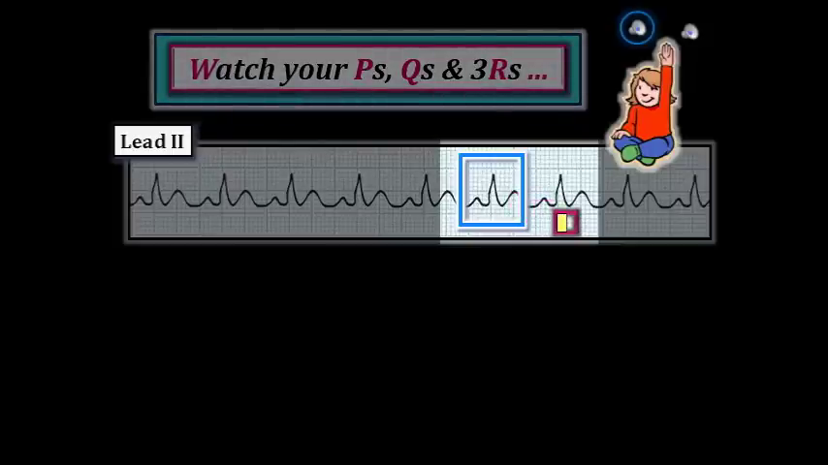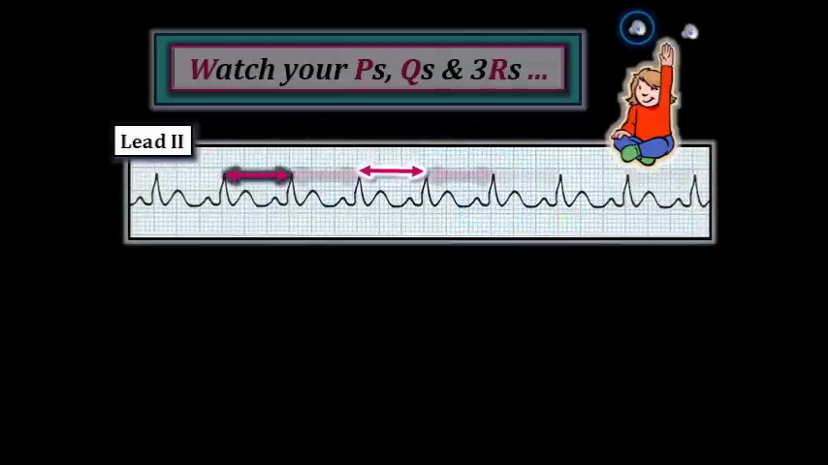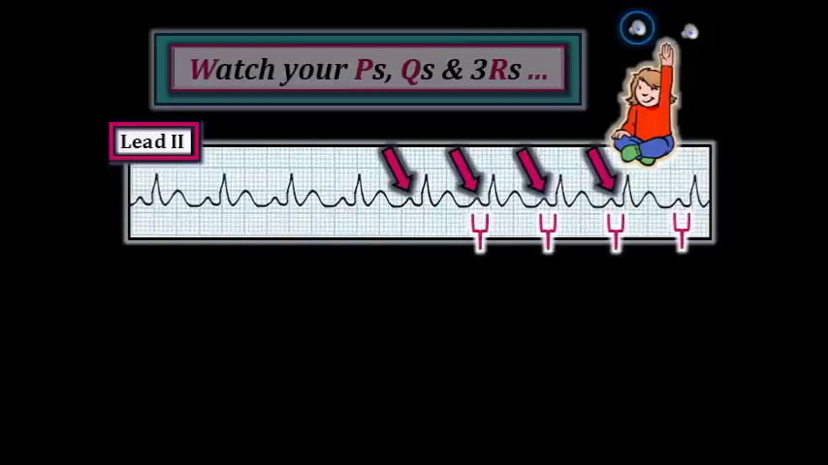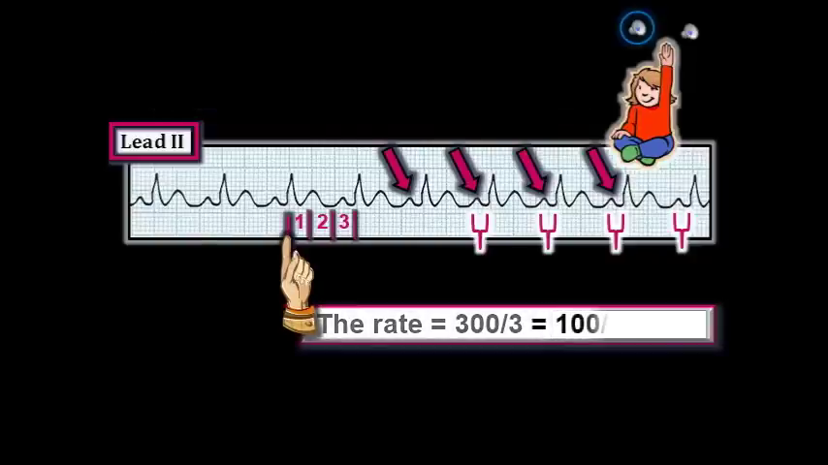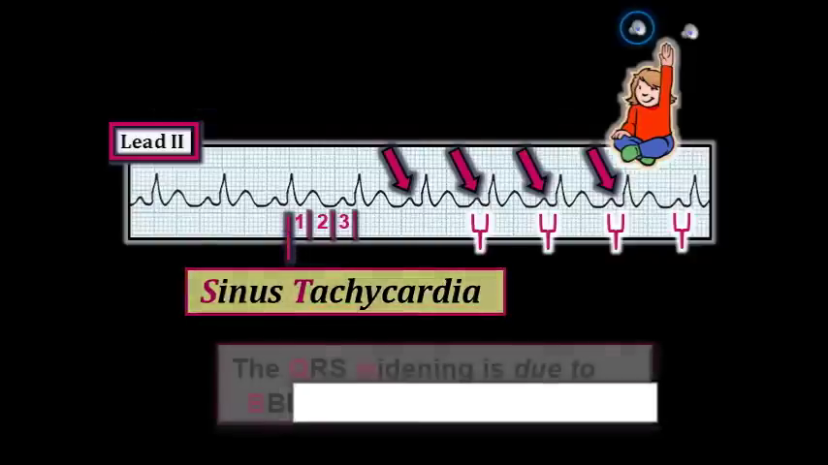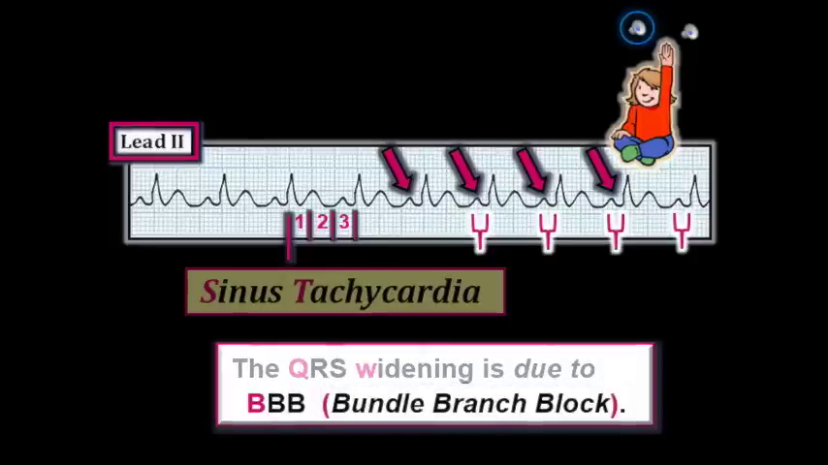Continuing with the P's, Q's, 3 R's approach, the rhythm looks to be regular. Similar looking upright P waves again precede each QRS complex in this lead 2 with a constant and normal PR interval, and the rate of the rhythm is about 100 per minute. So the rhythm is sinus tachycardia with QRS widening due to the presence of bundle branch block.